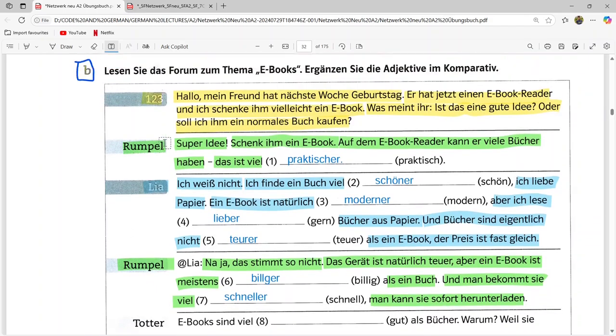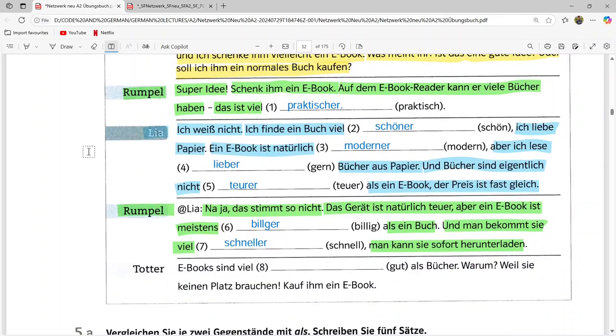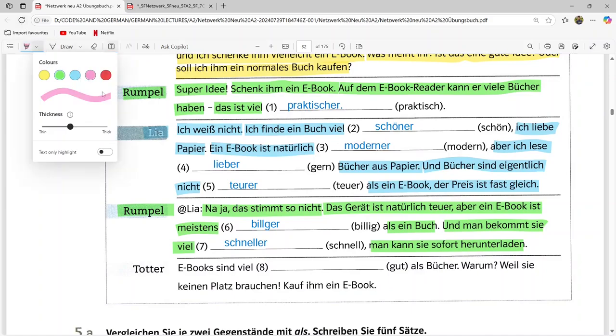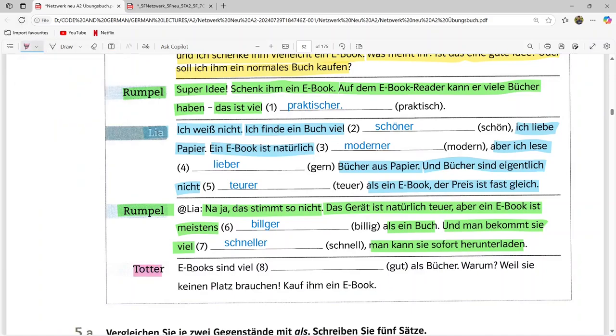Okay. Now another friend, Totter, he is saying: e-books sind viel besser als Bücher. So he is saying that e-book is better than the normal books. Good, the comparative form of good is besser. So e-books sind viel besser als Bücher. So e-books are better than books.